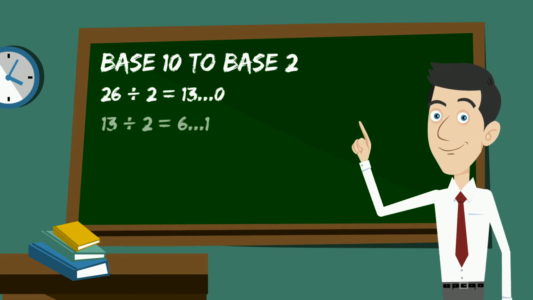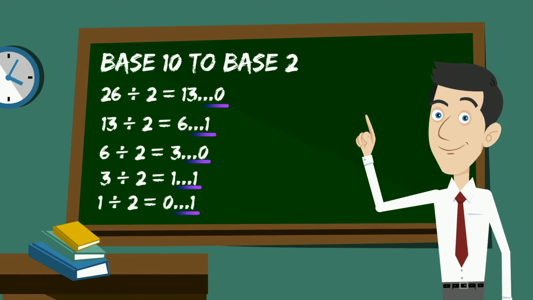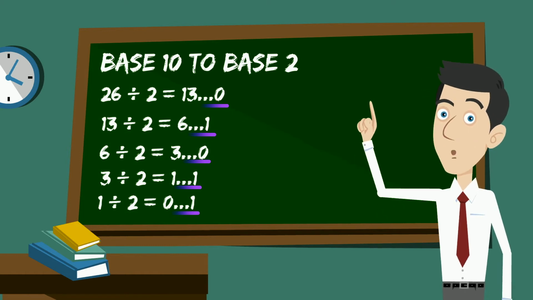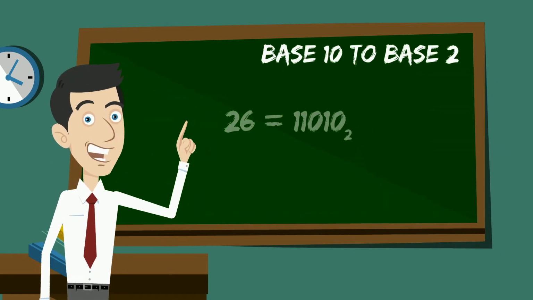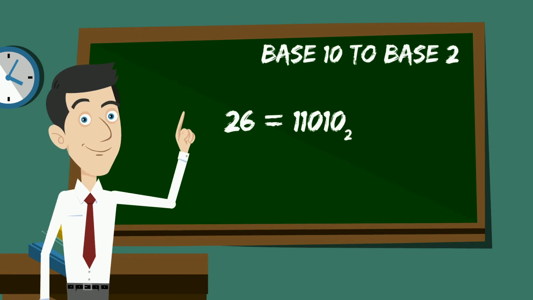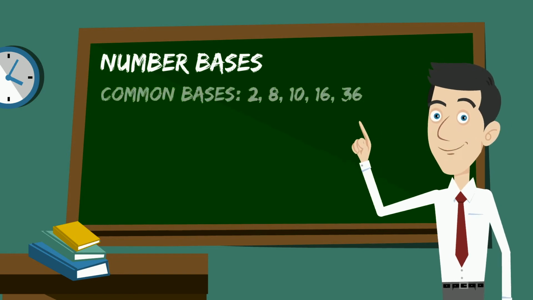We then divide the quotient, which is 13, by 2 again. This time, the answer is 6 with a remainder of 1. Ignore the remainder for now and repeat the process. After finishing the division, which means the quotient becomes 0, the answer is hidden in the remainder. We need to read the remainder backwards, and that gives the answer. So 26 in base 2 is 11010.